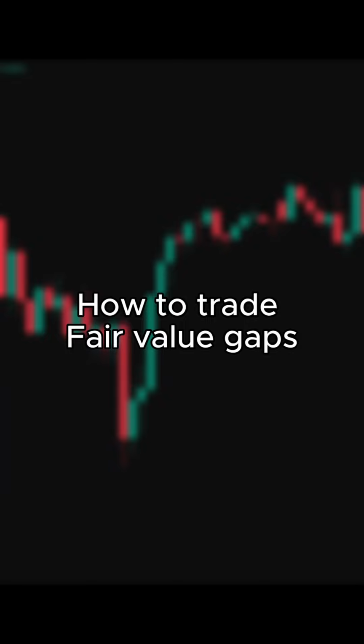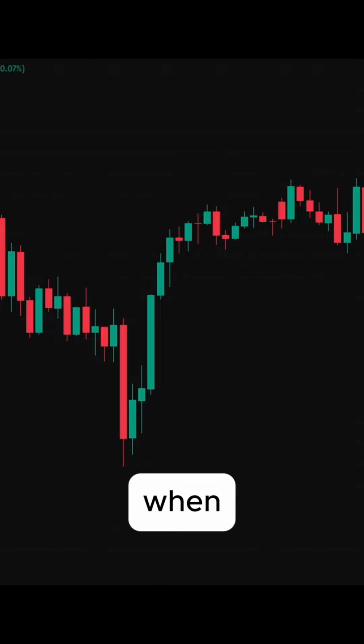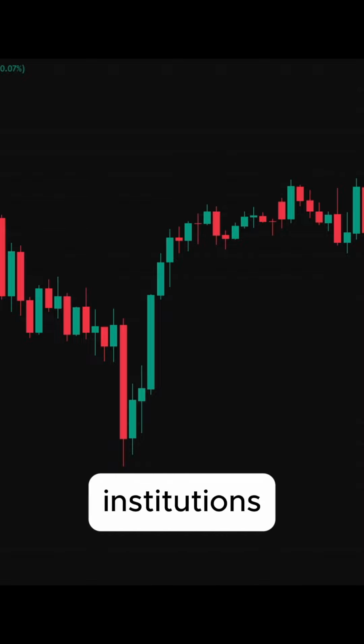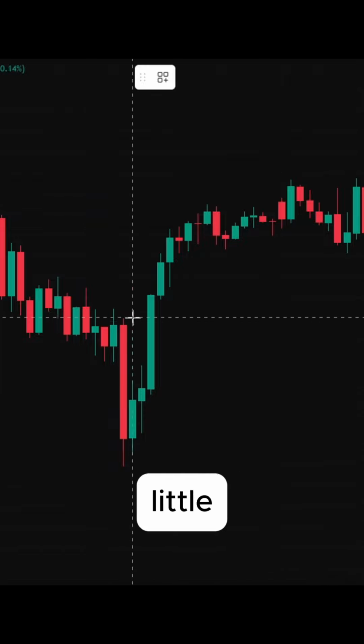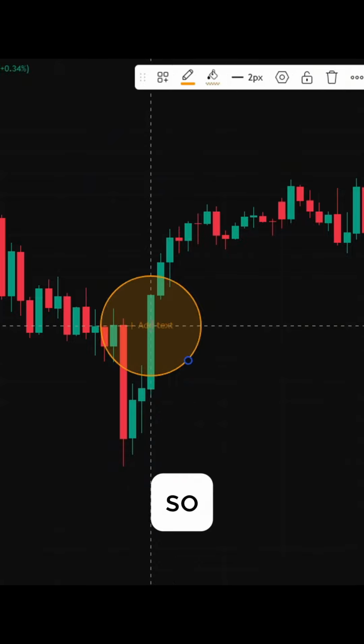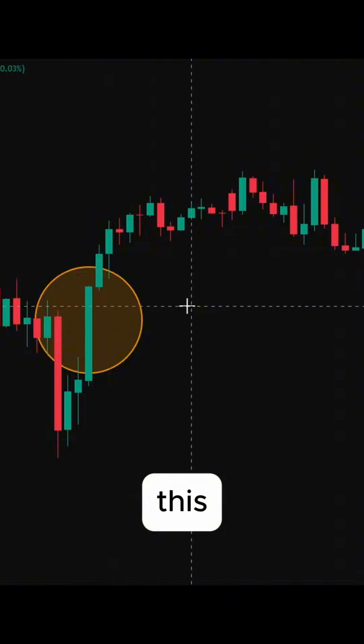How to trade fair value gaps. So let's start with what is a fair value gap. So basically, a fair value gap is the imbalance created when a big market mover like banks or institutions moves price up or down so fast that it creates a little gap in the market, just like so. And it leaves a lot of untapped orders that need to be filled in this area.